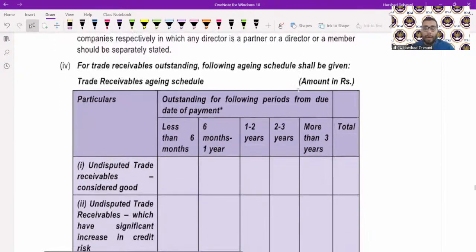Now this is the amendment portion, guys. This was not there earlier. This is new.